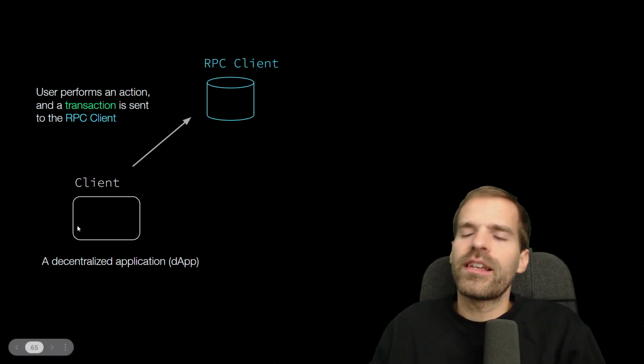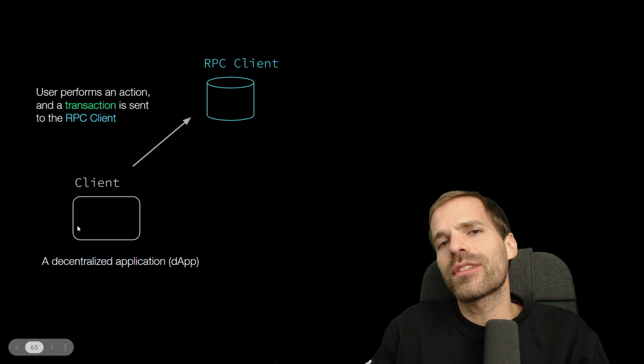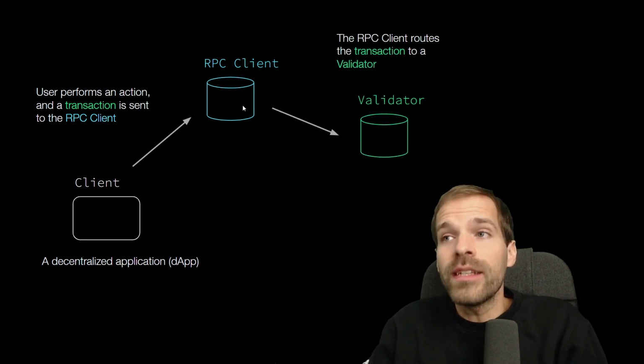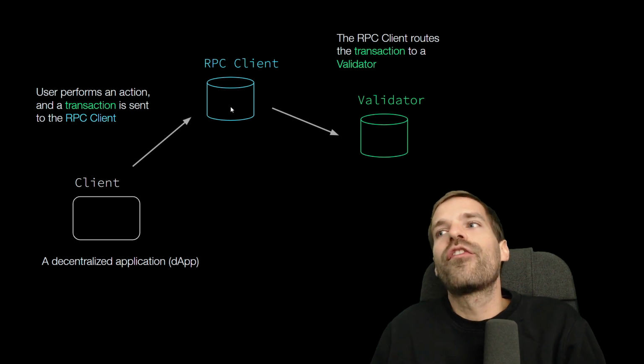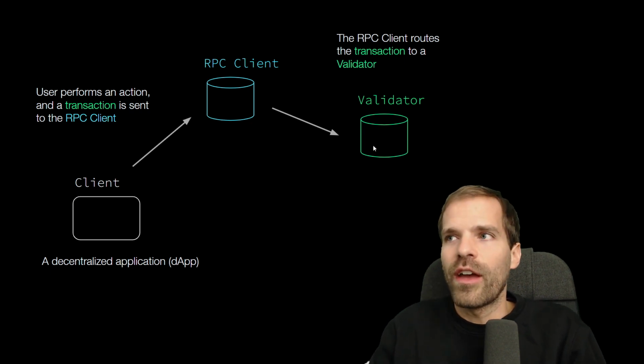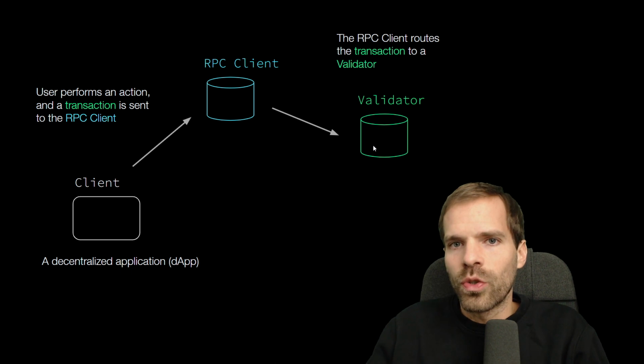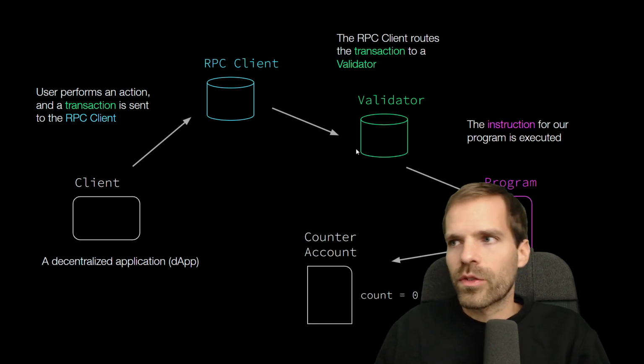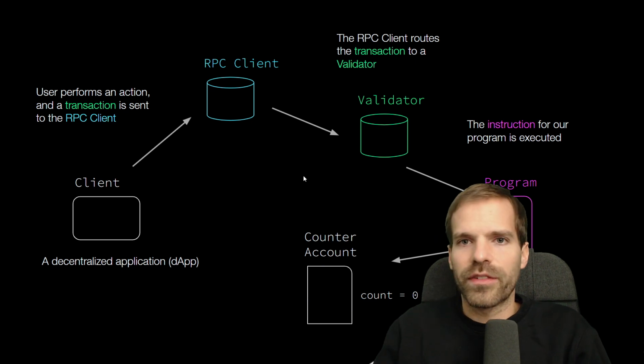So if a client says, hey, I want to send that transaction to have this state changed, they send it to the RPC, and the RPC then forwards it to a validator. So to the next leader, which then can put that transaction into a block and have this state changed.